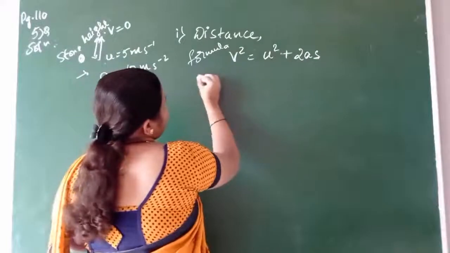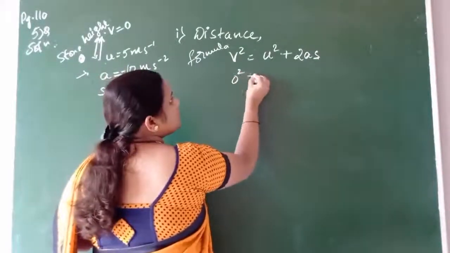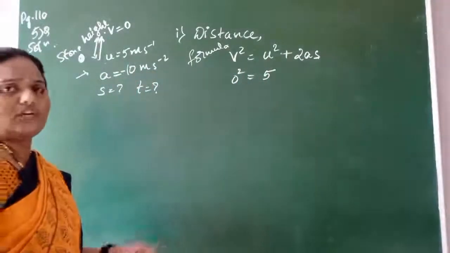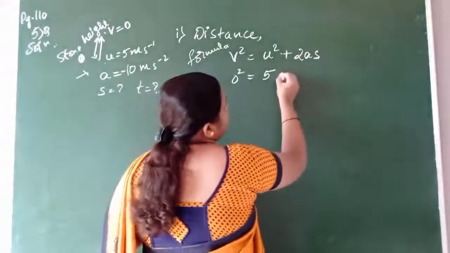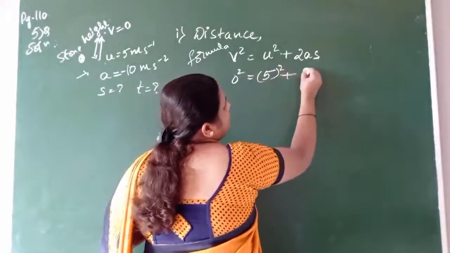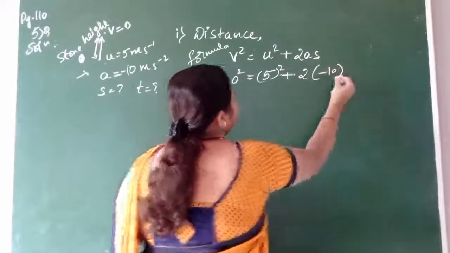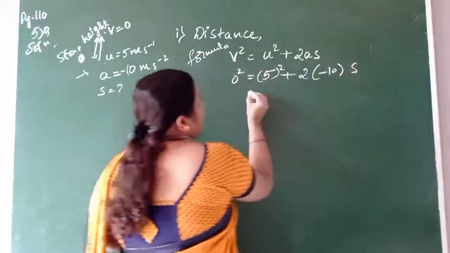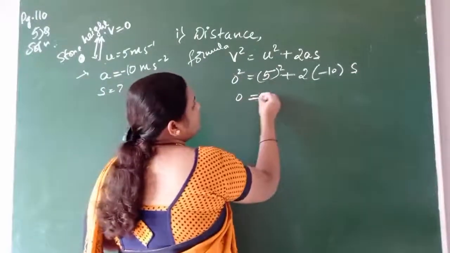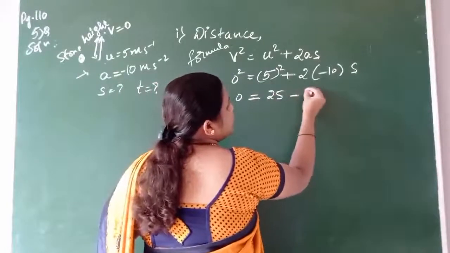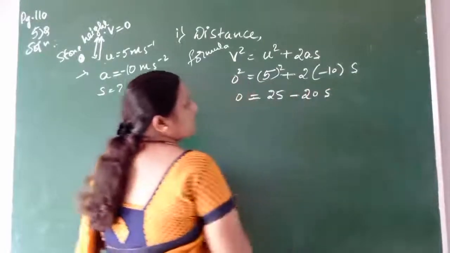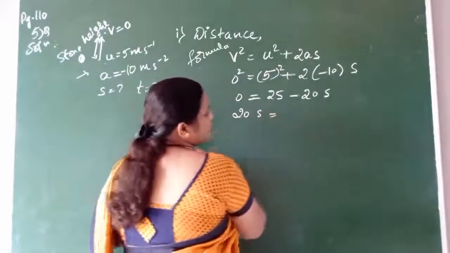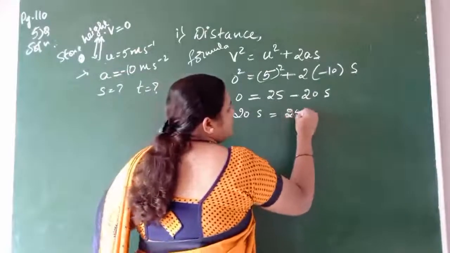Now substitute the values. What is V square? Nothing but 0 square. U is 5 meter per second, directly given, so no need to convert anything here. 5 square plus 2 into minus 10, because negative acceleration acts on it, and S you have to take. 0 square means 0. Then 25 minus 20S. So when this negative sign goes to this side it means 20S, the sign changes to positive. And what is left? 25.